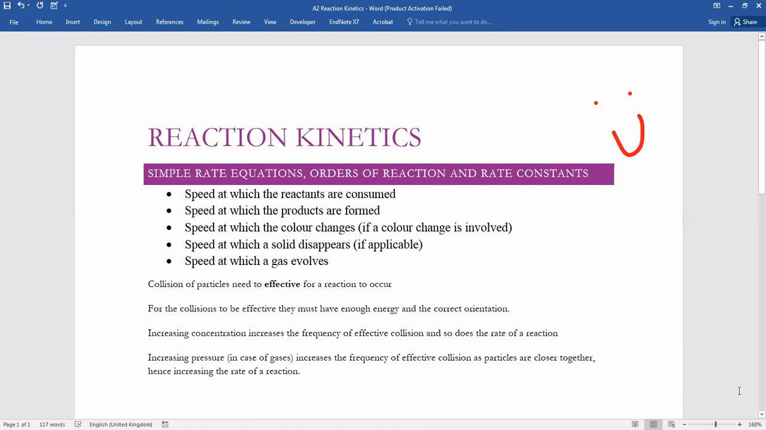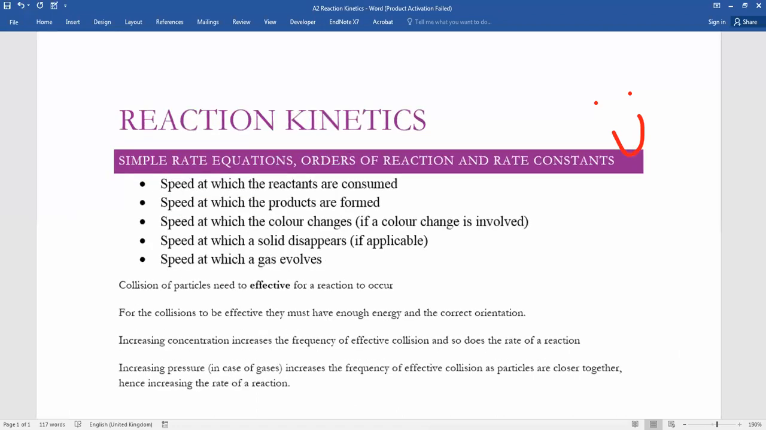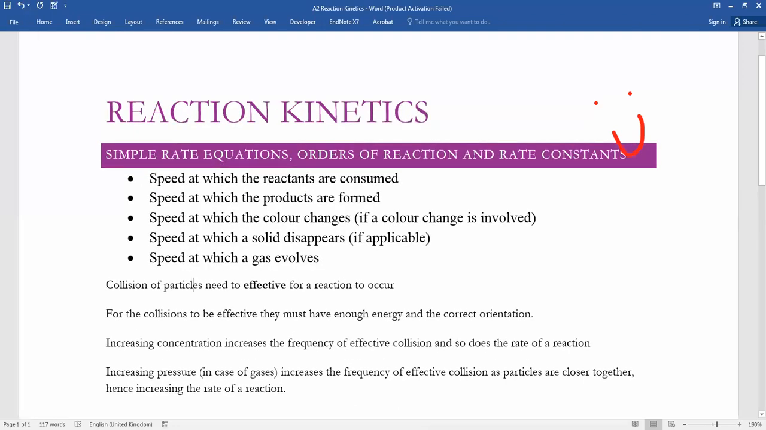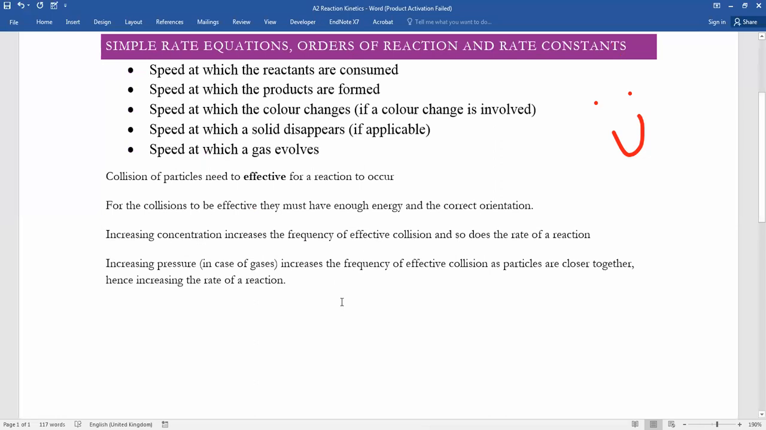Collisions of particles need to be effective for a reaction to occur. So what is an effective collision? A collision which has enough energy and the correct orientation. Is this right or wrong? Yes, is this clear or not?